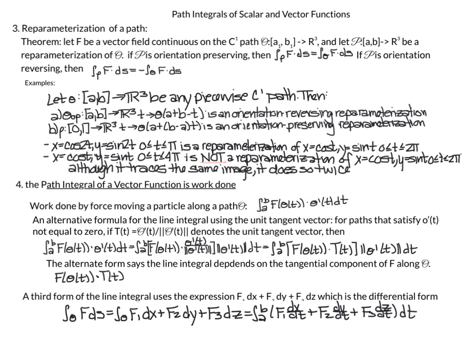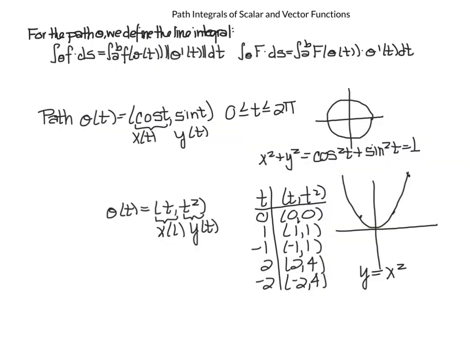We'll go over some other examples of reparameterizations of paths, and then finally we'll talk about the physical interpretation of a path integral. In physics, that would be the work done by your force F moving a particle along your path. We have these alternative formulas, which we'll talk about more, and there's another third alternative form. So that's kind of an overview of what we're going to do. Now we'll look at each topic in more depth, and then we'll follow up with a bunch of examples.